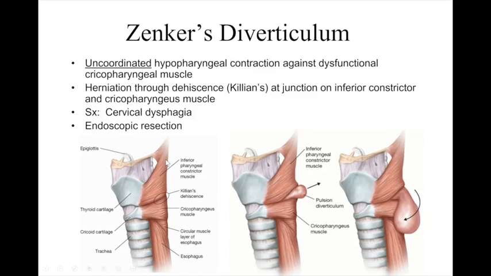So you can see that the inferior constrictor muscle is pushing the food down and the cricopharyngeus muscle does not relax. You can end up developing a pulsion diverticulum through this natural defect. And this is what's referred to as Killian's dehiscence. So this is an early pulsion diverticulum, and this is the more advanced pulsion diverticulum.